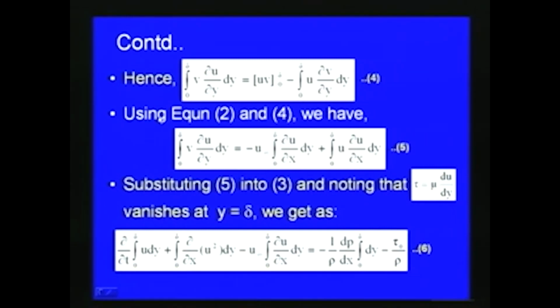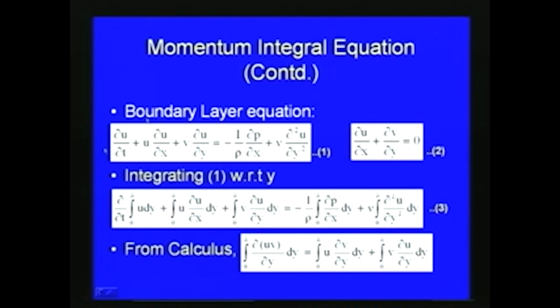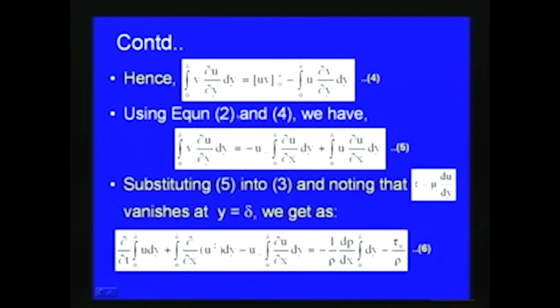So, here we will use equation number 2, which is the continuity equation, in this equation number 4. So, we can write this term integral 0 to delta v ∂u/∂y dy is equal to minus u infinity. The u at delta, that means at the edge of the boundary layer, is u infinity, the free stream velocity. So, minus u infinity integral 0 to delta ∂u/∂x dy, since v at this location we can write with respect to ∂u/∂x dy from the continuity equation, plus integral 0 to delta u ∂u/∂x dy, as in equation number 5.